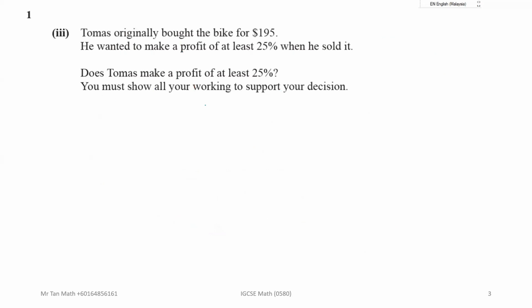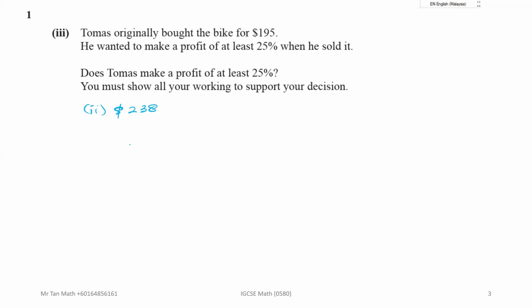Part 3. Thomas originally bought the bike for 195. He wanted to make a profit of at least 25% when he sold it. Does Thomas make a profit of at least 25%? You must show all your working to support your decision. Okay, just now we calculated that the amount received for the bike is 238 in part 2. So you need to show whether it's 25% or not.